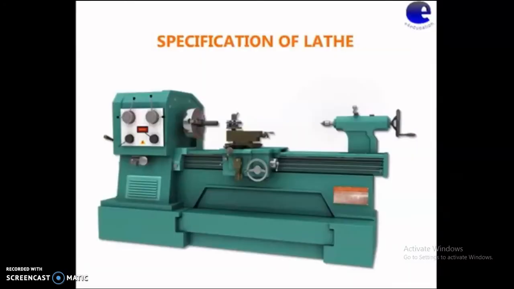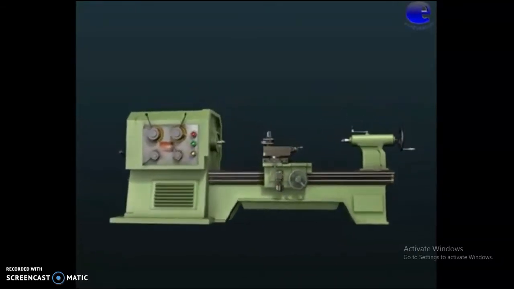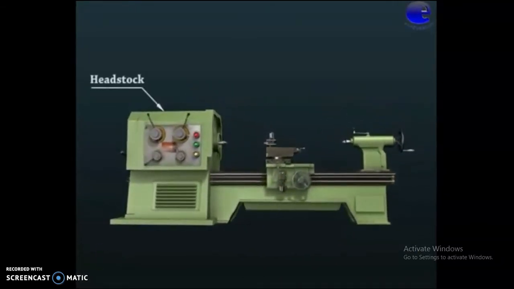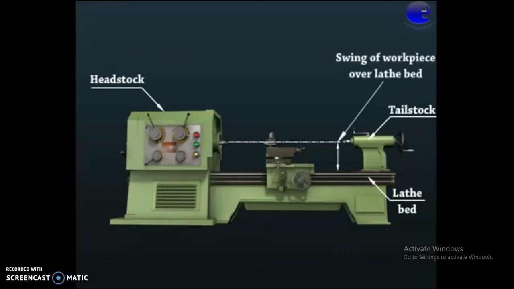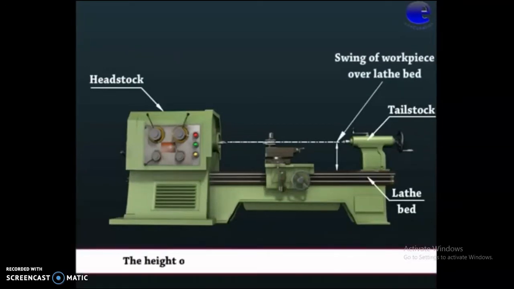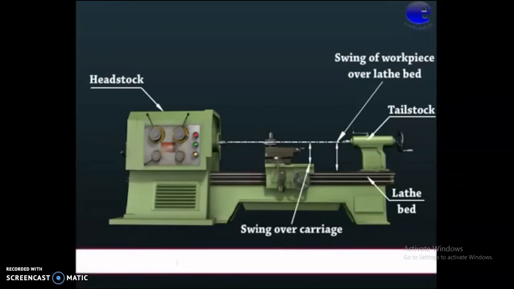The specification of lathe. Here we will be discussing the specification of lathe. How will we specify a lathe? Headstock, tailstock, lathe bed, swing of workpiece over the lathe bed, the height of the centers measured over the lathe bed, swing over carriage. It is the swing or diameter over the carriage.